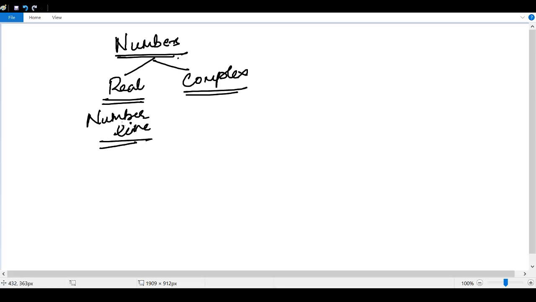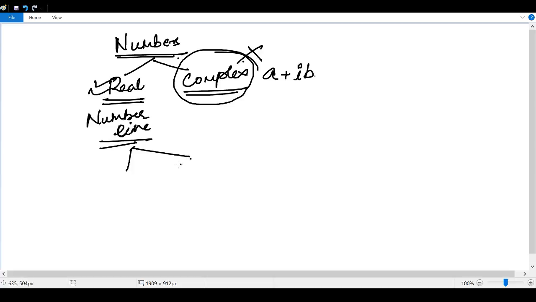Typically, from the examination point of view, complex numbers are not asked, and it's typically out of syllabus. So we will not be entering into complex numbers, which are of the form a plus ib. We'll be entering into the real numbers portion. If I have to classify real numbers further, I can classify them into two portions: a rational number and an irrational number.